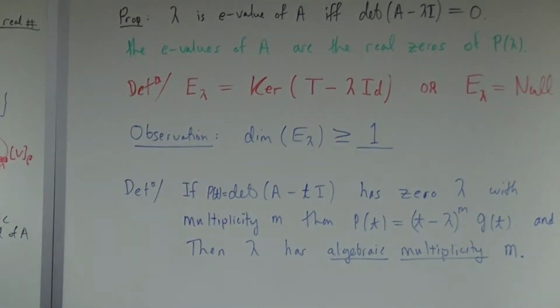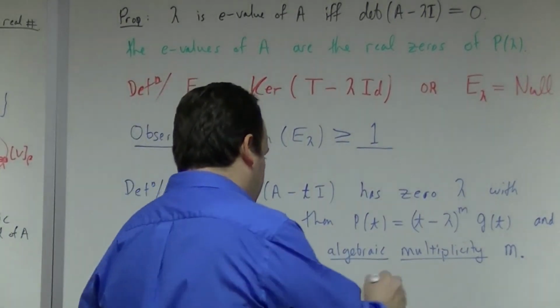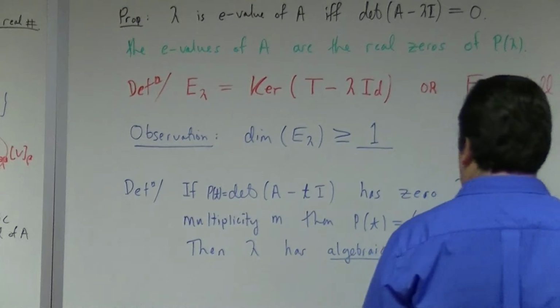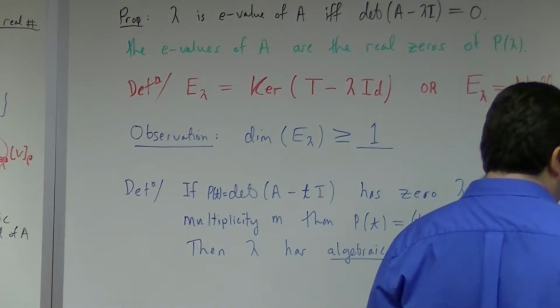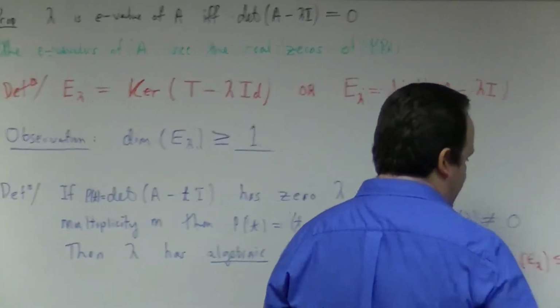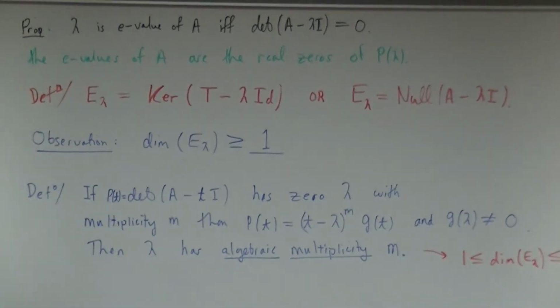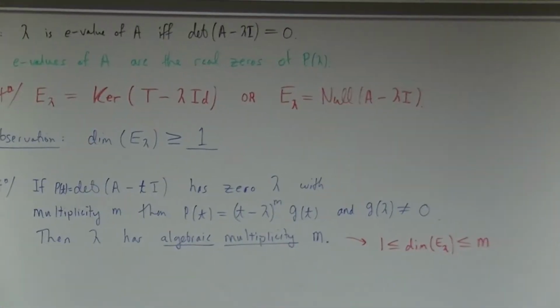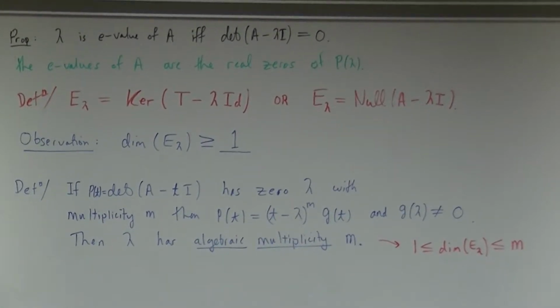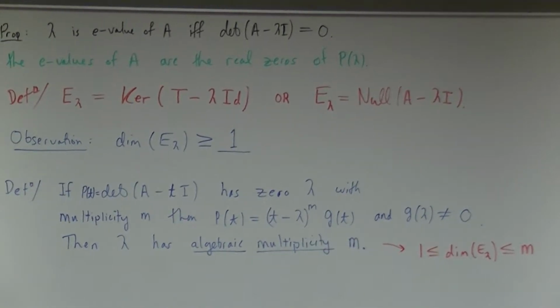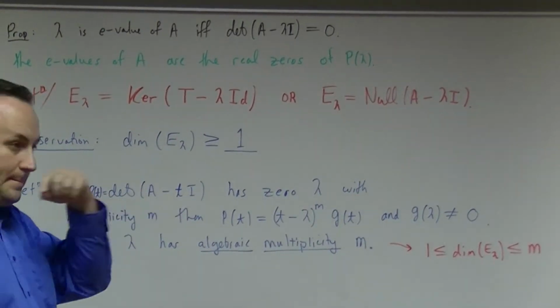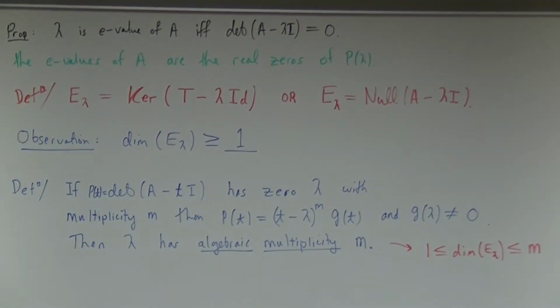I don't want to prove it right now, but a theorem that we can prove a little bit later, hopefully today, is that 1 is less than or equal to the dimension of the eigenspace E lambda, which is less than or equal to m. In other words, the algebraic multiplicity is the top dimension possible for the eigenspace. That's the highest dimension that the eigenspace can attain, at most 1 for each time you have a copy of the 0 appearing in the characteristic polynomial. What is g of lambda? Just whatever's left. It's just a polynomial.